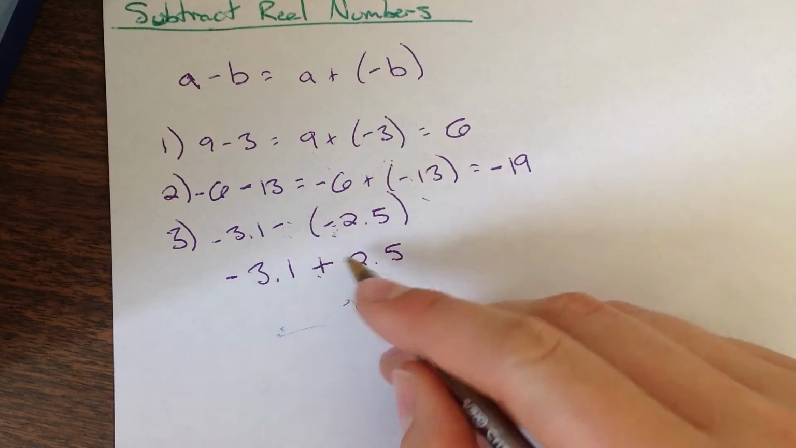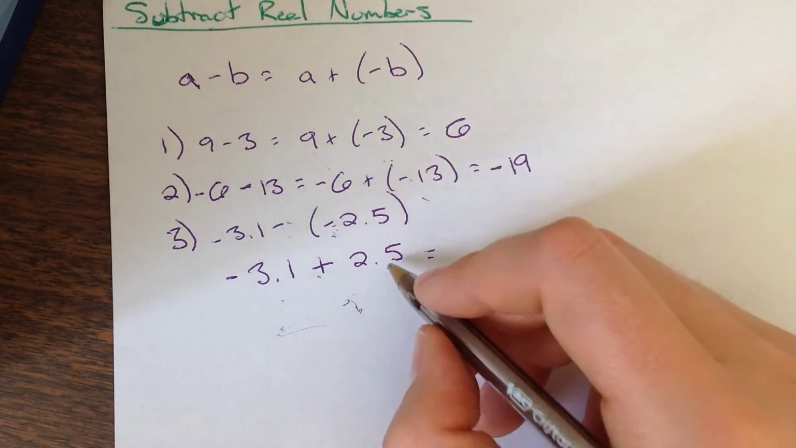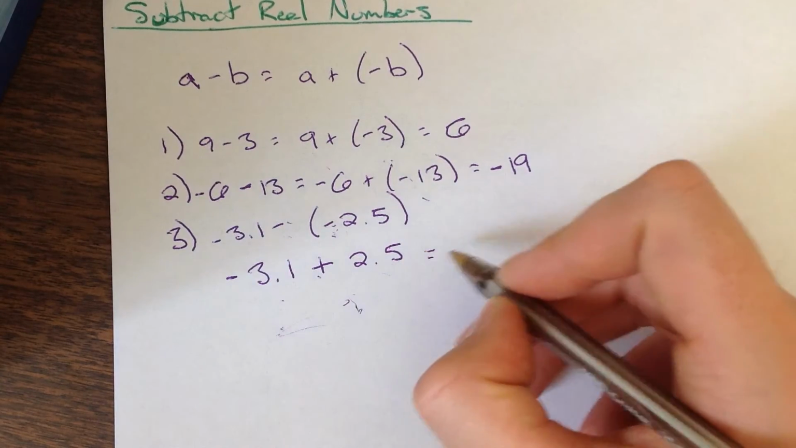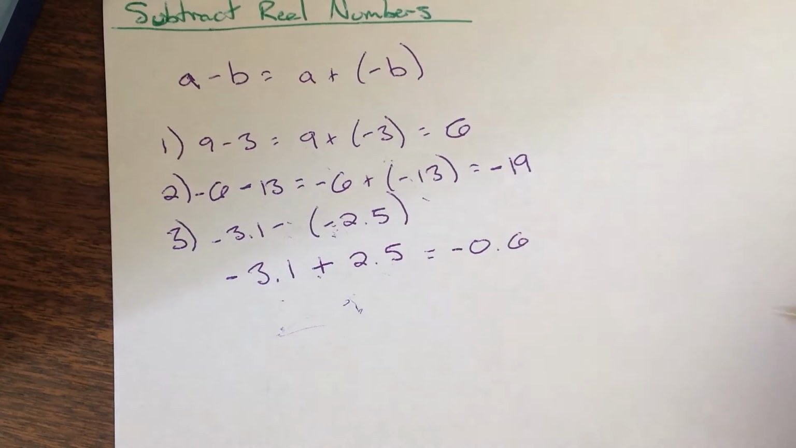Well, now these have different signs, so I say, well, 3.1 minus 2.5 is 0.6, but 3.1 is bigger and it's negative, so I get negative 0.6.